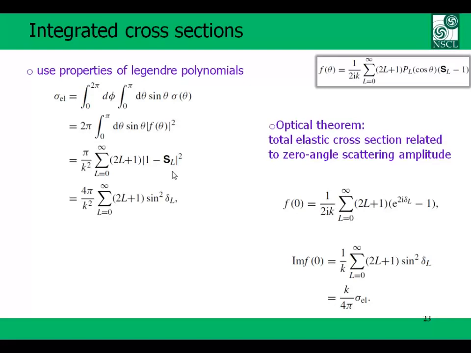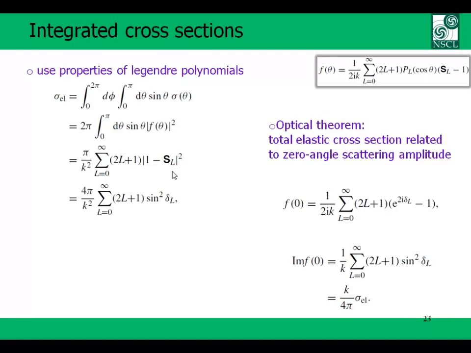So in a way, the imaginary part of the scattering amplitude is telling you the overall scale, so the total scattering that is going to happen. Okay, it is used both directions.